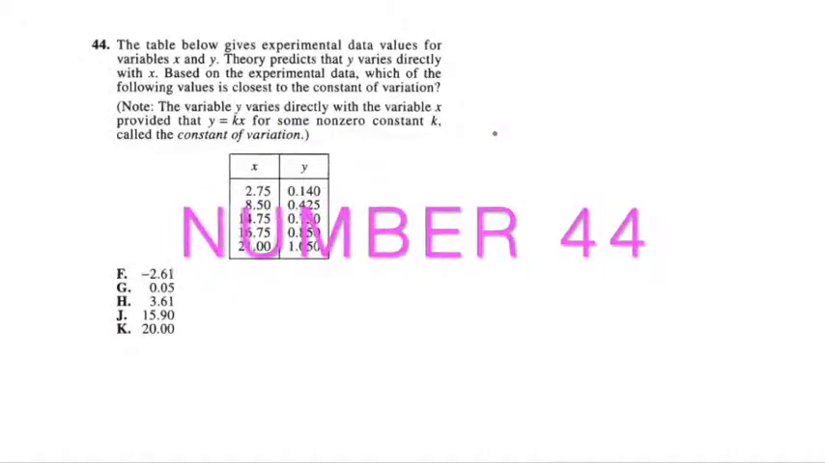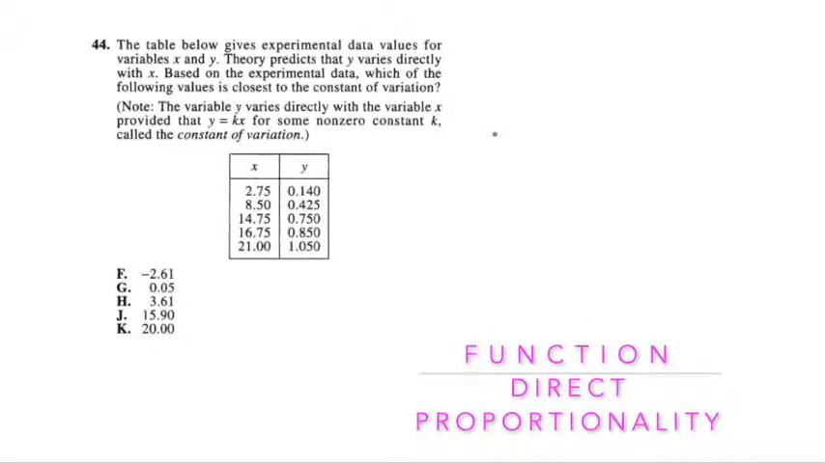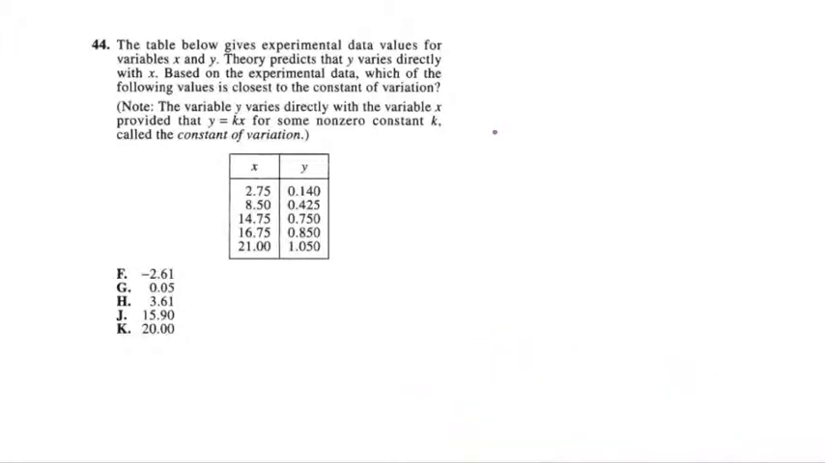Number 44 is a function question. We're dealing with proportionality or direct proportionality. The table below gives experimental data values for variables x and y. Theory predicts that y varies directly with x. Based on the experimental data, which of the following values is closest to the constant of variation? Note, the variable y varies directly with the variable x, provided that y equals kx for some non-zero constant k, called the constant of variation.